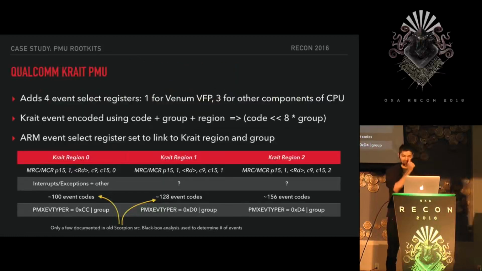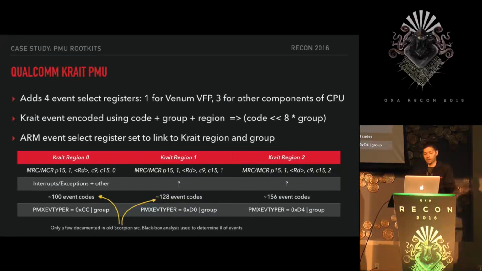So what they've done is extended the PMU, and they've added 4 event select registers, 1 for their vector floating point unit and 3 for various other parts of the CPU. And the Krait events get encoded based on a combination of a code, a group, and then the region of the CPU. And in order to use these extra event select registers, after programming them, I kind of like to think of it as setting up a link. So the ARM-based event select register, you kind of have to point to the appropriate Krait region and group.